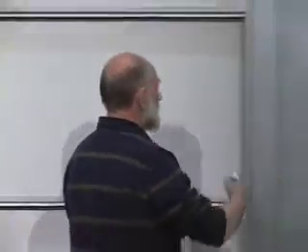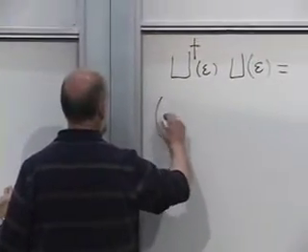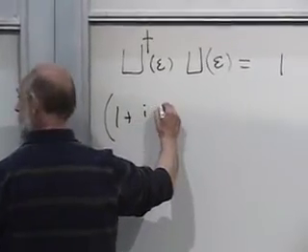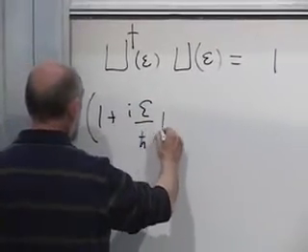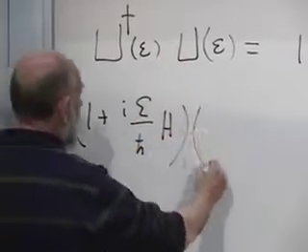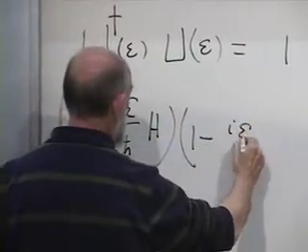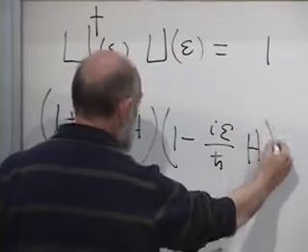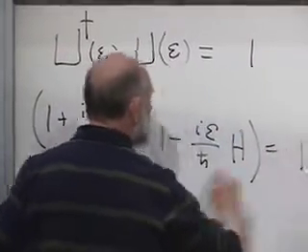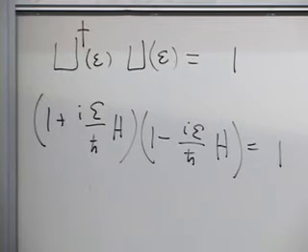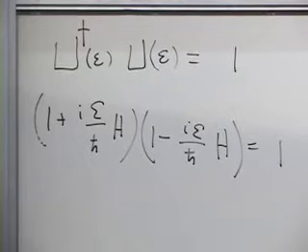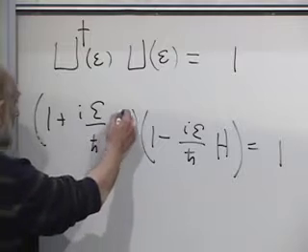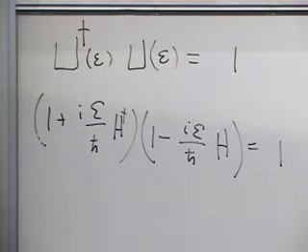So let's write it out. 1 plus i epsilon over h bar H dagger times 1 minus i epsilon over h bar times H has to be equal to 1, 1 meaning the unit operator. And of course, 1 here also means the unit operator. This is an operator equation. H dagger here, which one? This one, I think.